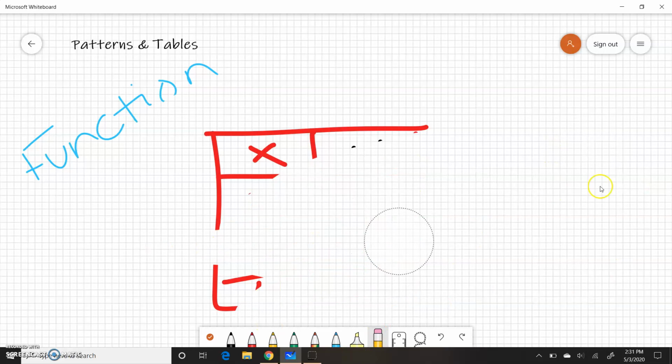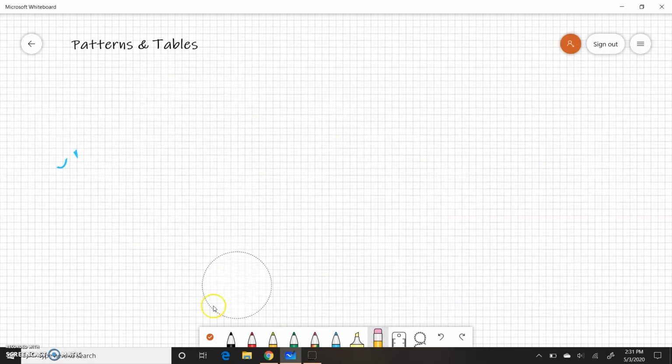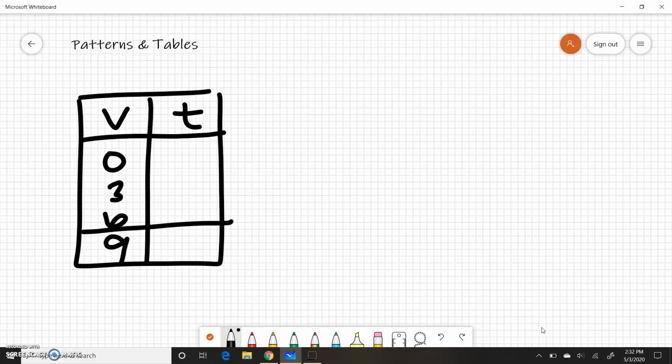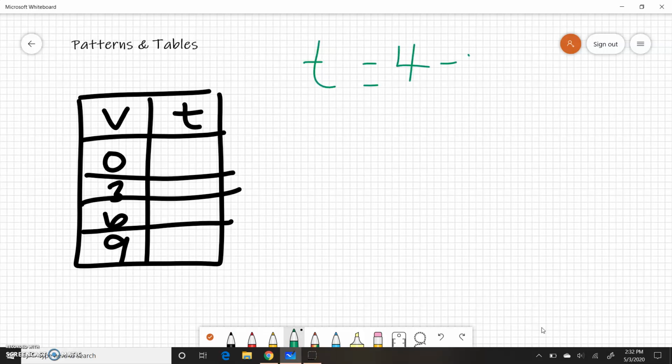Okay, the next type of question they're going to ask you is they're going to give you an equation, and they're going to give you a chart. And the chart will be incomplete. So for example, let me set one up here. It'll say V and T, and it'll have a 0, 3, 6, 9, and then the right side of my chart is empty. So we have to figure that out, but it will also give me an equation. So this equation is T equals 4 minus V.